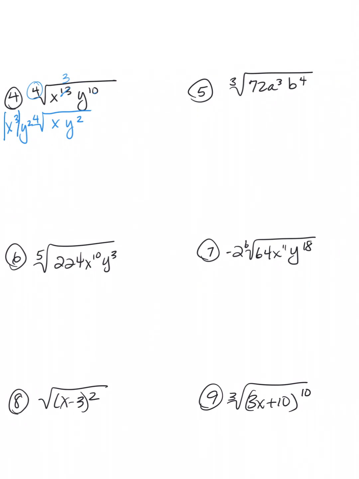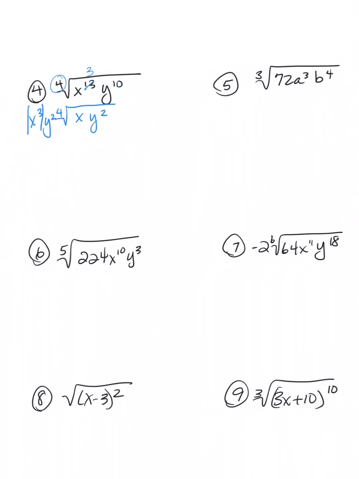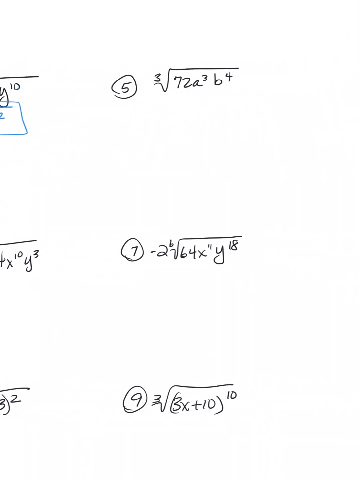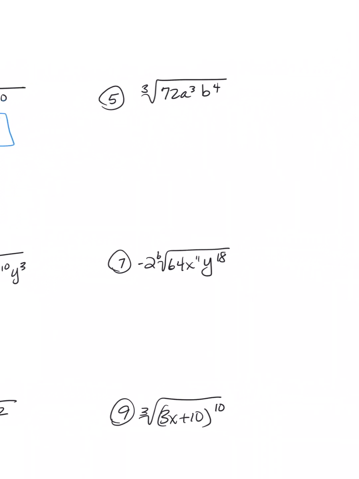Y squared is an even power, so I don't need to worry about absolute value bars on that guy. Look at number 5. We'll keep doing this. This one's a cube root, so I need groups of 3. So I'm going to start by factoring the 72 down. I know that's 9 times 8. 9 is 3 times 3. 8 is 2 times 2 times 2. A cubed, b to the 4th. All right, let's take out groups of 3.